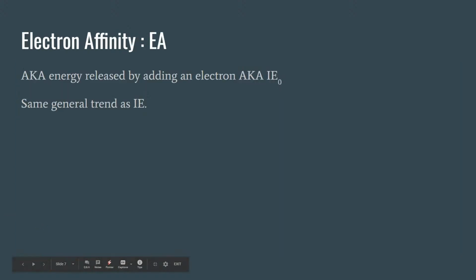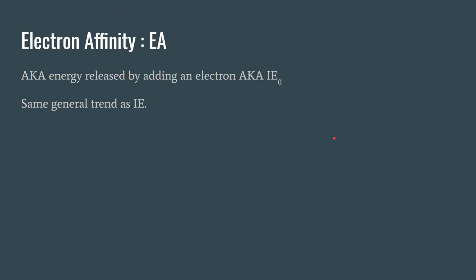Okay, so next up we have electron affinity. Electron affinity is the energy released by adding an electron. So this is the reverse of ionization energy. In ionization energy, you remove an electron. So it's the same thing, it's just in the other direction. Therefore, it is often called the zeroth ionization energy, i.e. sub-zero.